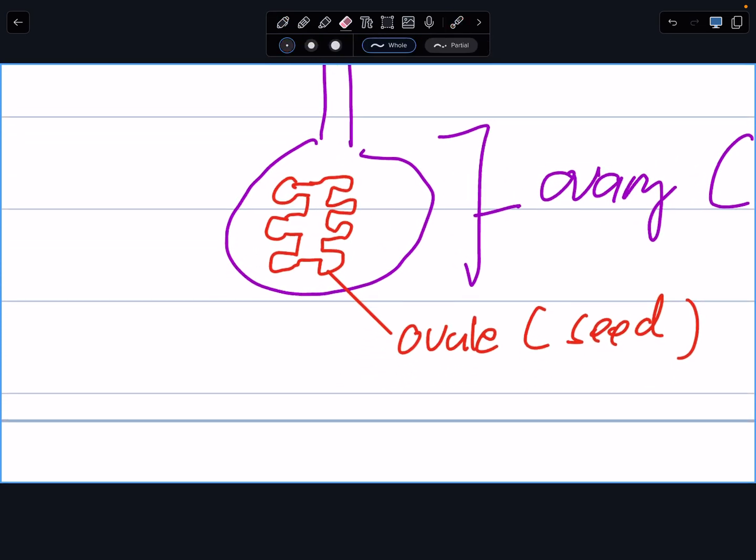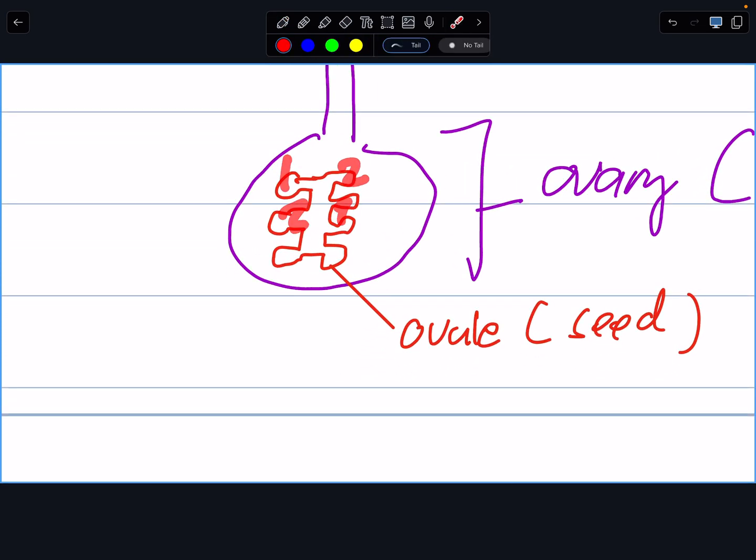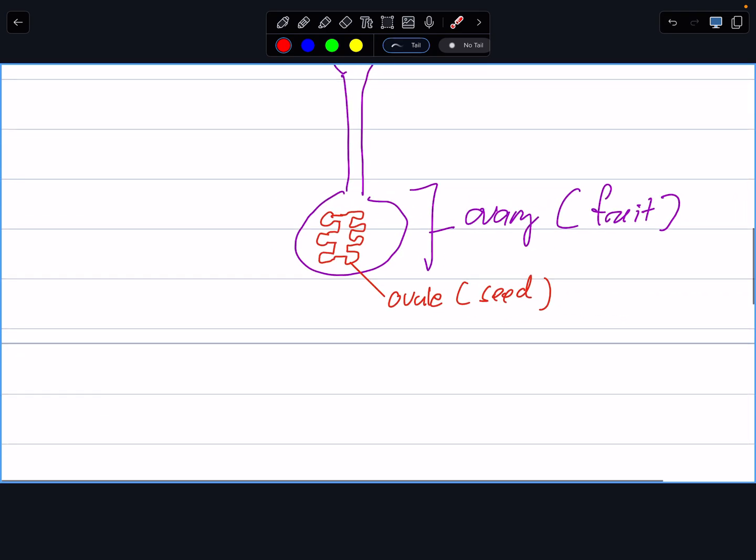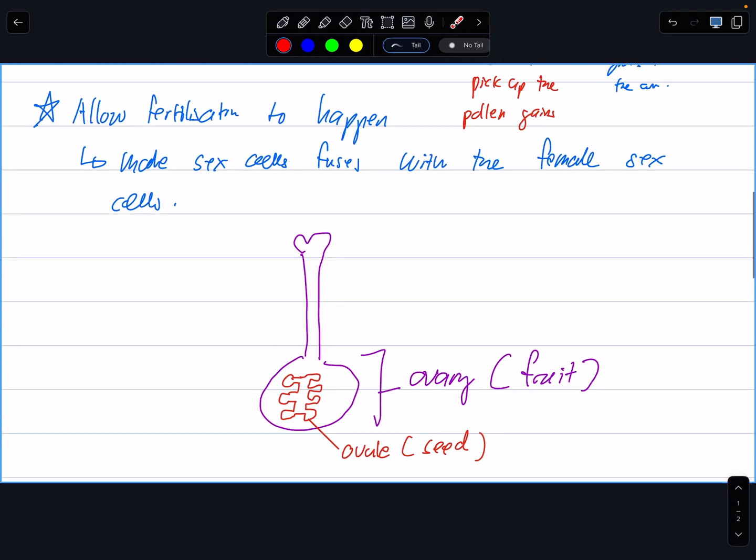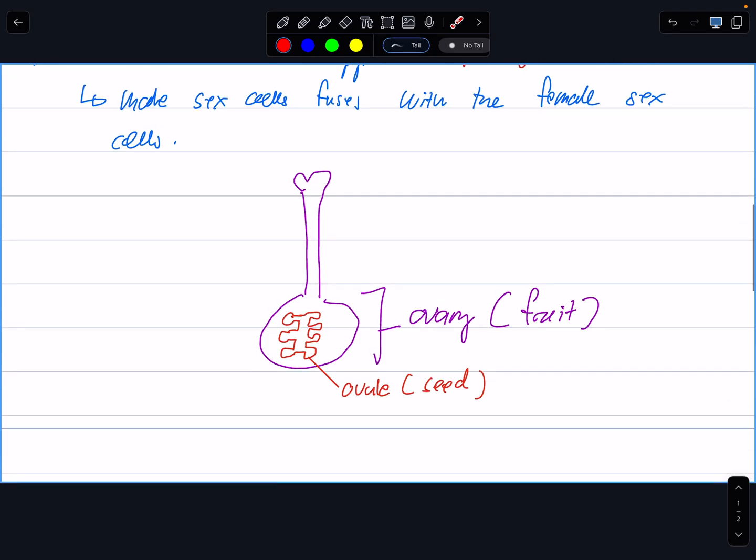So if there are multiple ovules, 1, 2, 3, 4, 5, 6, eventually this fruit is going to have 6 seeds. You will have multiple seeds in it and not just one. So things like your mango fruit only have one big seed, which means that the flower only has one ovule. I hope that I'm clear about that. After fertilization, you have the development of your fruit. It develops into your fruit. Then comes seed dispersal.